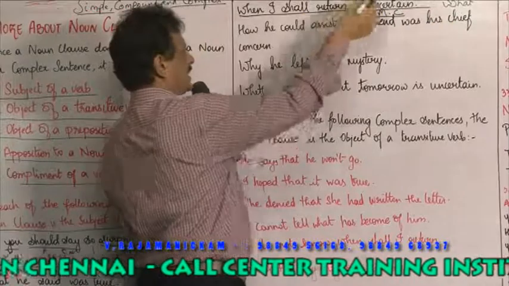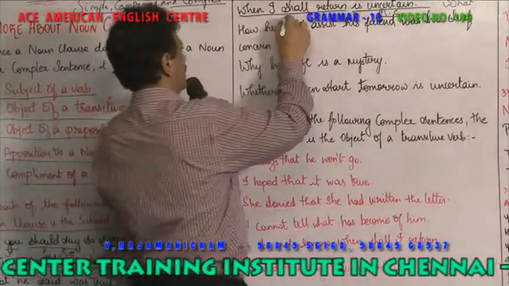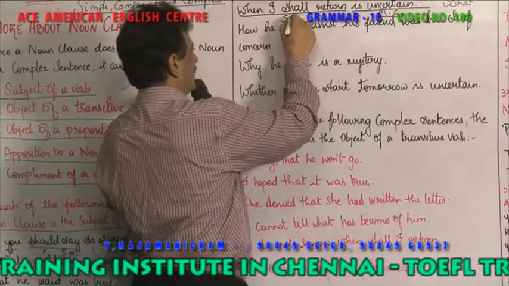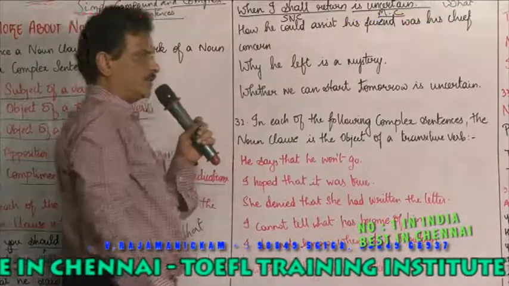So when I shall return is uncertain. When I shall return becomes a subject. And it is a clause. And it is a noun clause. So it comes as a subject noun clause.